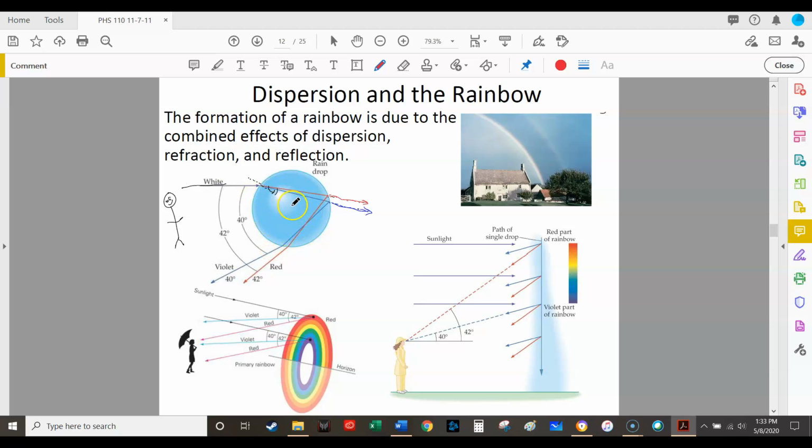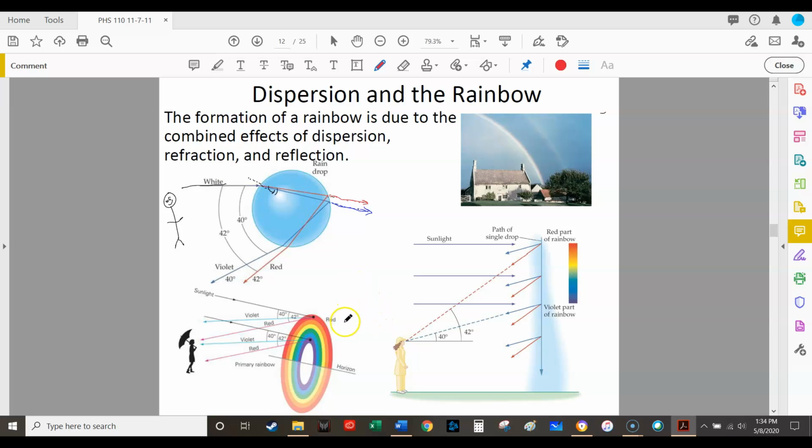bead of water, okay? Well, this is just one little bit of water. When you have thousands of droplets of water from rain, all of them are dispersing that white light into its separated wavelengths, and that's why you see a rainbow. That's why you see a cool rainbow. You just don't see a couple of rays. You see the whole thing.